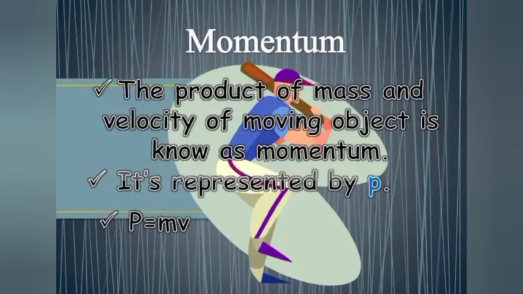Besides the magnitude, momentum also has a direction. At any instant, its direction is the same as the direction of the velocity. So if a body of mass m moves with the velocity v, then momentum p is given by p is equal to mv, and the SI unit of momentum is kilogram meter per second.